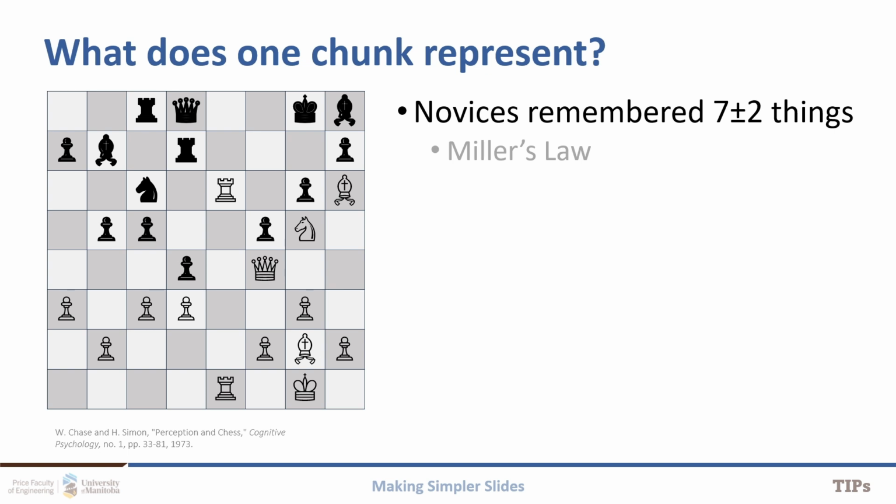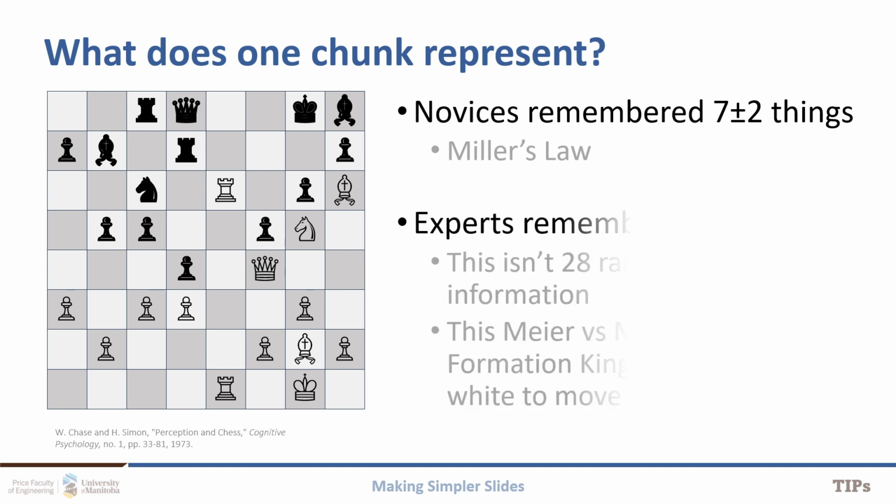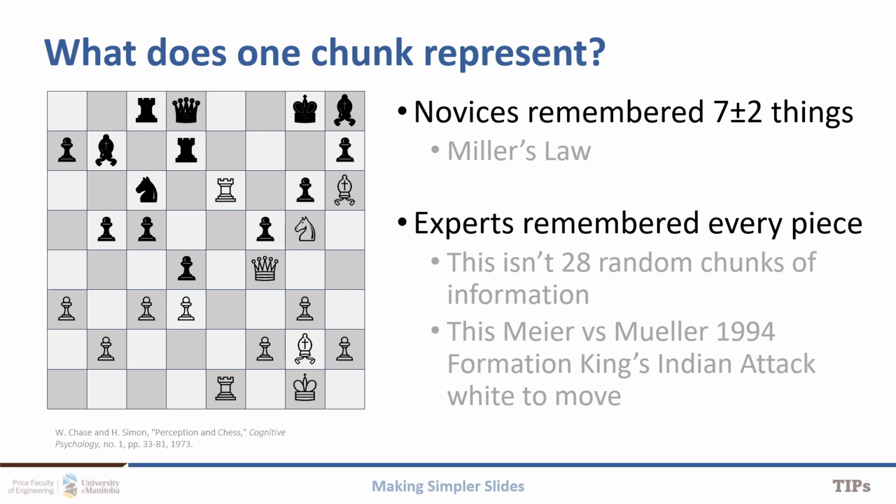However, when the experts were asked, it gets interesting. They could remember almost every piece, and that's because this isn't 28 random chunks of information, it's one piece of information. This is turn 23 of the 1994 Meyer versus Mueller match. The formation is the King's Indian attack. It's currently White's move, and chess fans consider this as the second most substantial move in chess history. You can follow along and see the game played at the link here. Thus, the key point is this game is only a few chunks of information for chess experts.